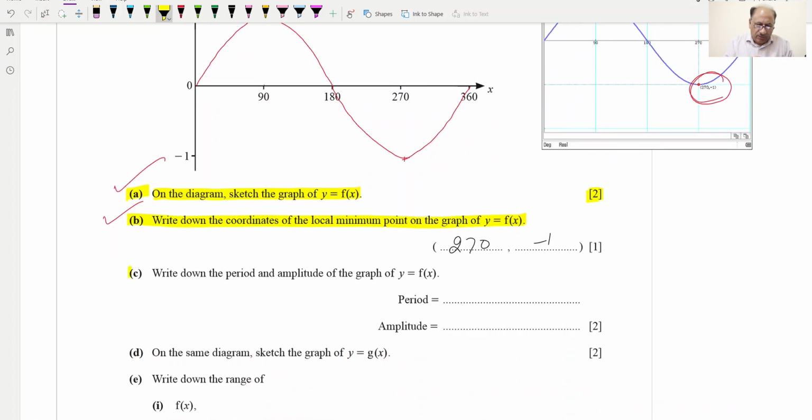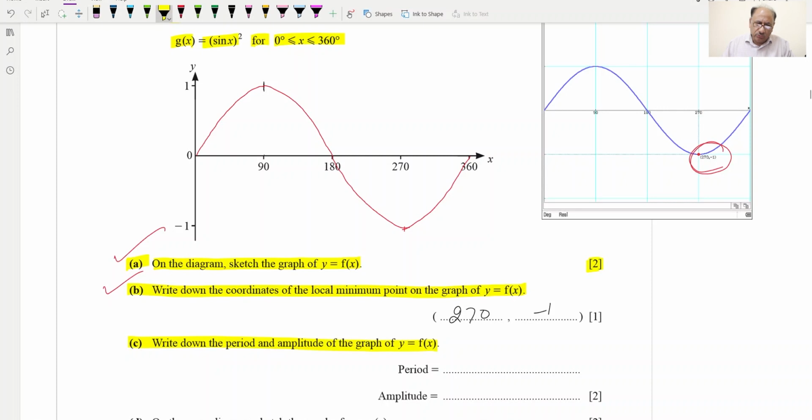Part C says write down the period and amplitude of the graph of y equals f of x. Amplitude is basically the extreme value, it can be extreme positive, like for example this one, or extreme negative. These are amplitudes. So amplitude will be up to 1, and this is also 1. So basically the amplitude will be 1, and the period is basically the angle until one wave is completed. One wave is completing at 360, so this will be the period, and we can write 360. Hopefully you understood each and everything.